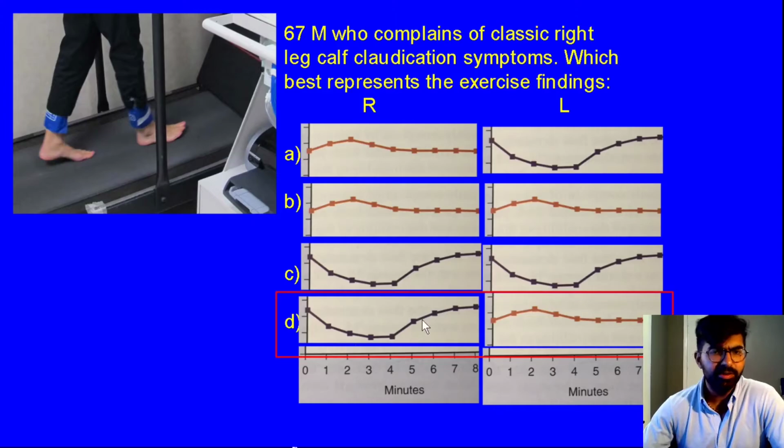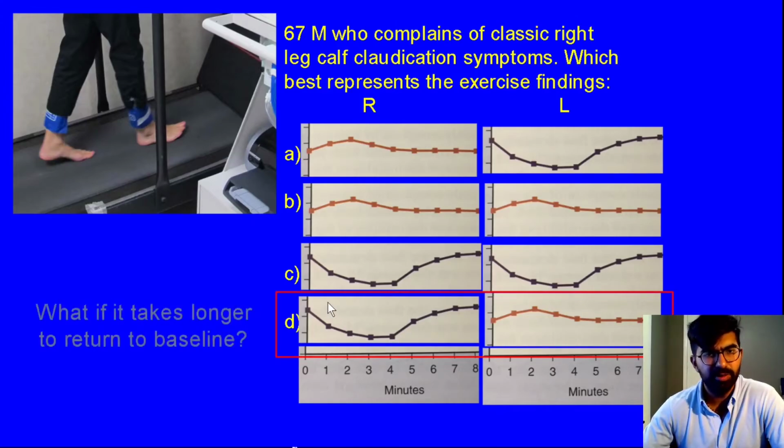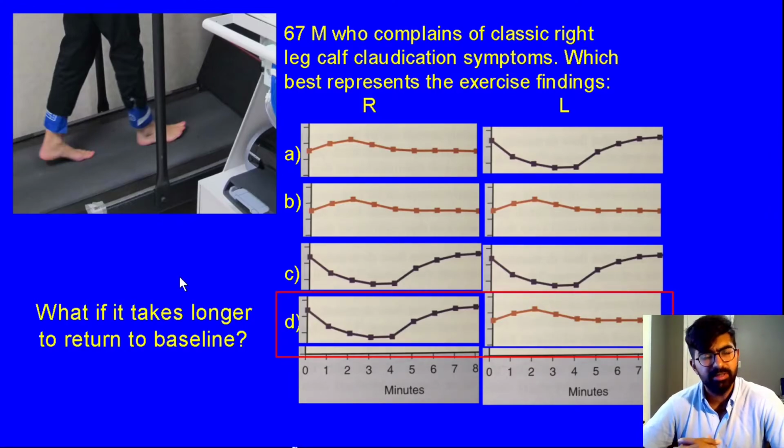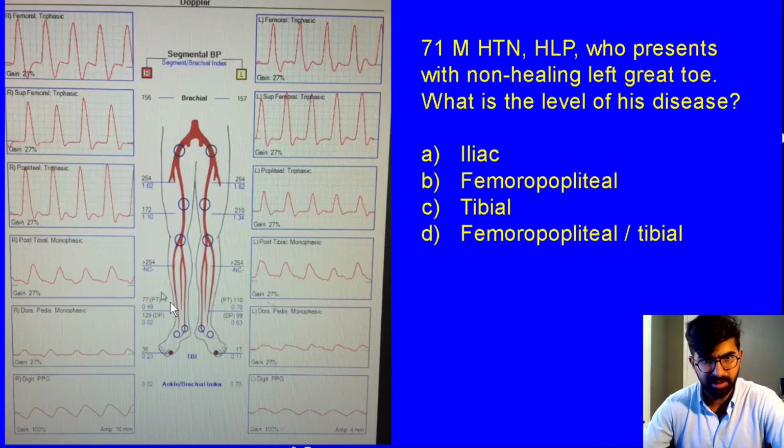And it usually returns back to baseline in about 2 minutes. But what if it takes longer to return to baseline? What does that tell you about that extremity or the lesion? And this one's a tough one. It usually represents multi-level disease, that not only is there one potentially fixed lesion, but there might be significant multi-level disease, which will cause a decrease in you coming back to baseline.